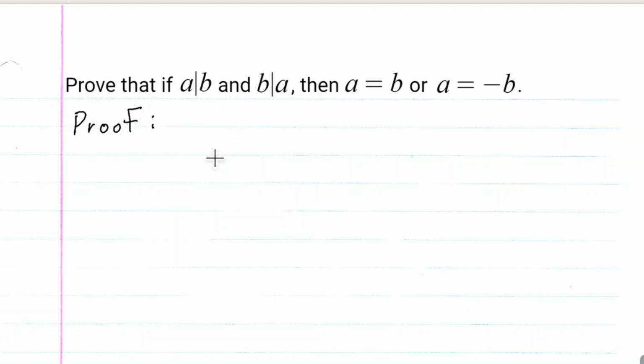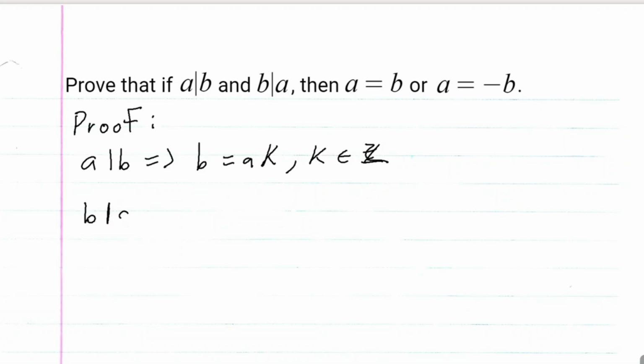All right, so we have that A divides B implies that B is equal to AK, where K is an integer, right? Okay. So we also have that B divides A. So this implies that A is equal to BQ, where Q is some integer, right?